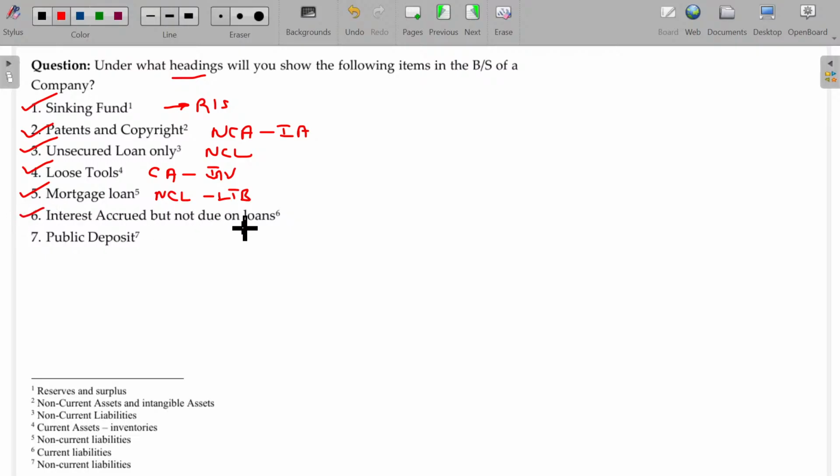Interest accrued but not due on loans. Now what is this? Come on, tell me, what is the difference between outstanding interest and interest accrued but not due? So X company issued debentures, 12% debentures, face value being 100, to debenture holders. The issue dated 1/1/2025, or 2024.